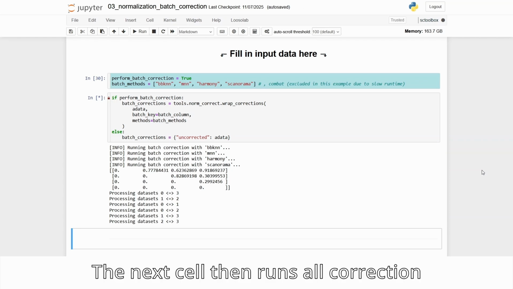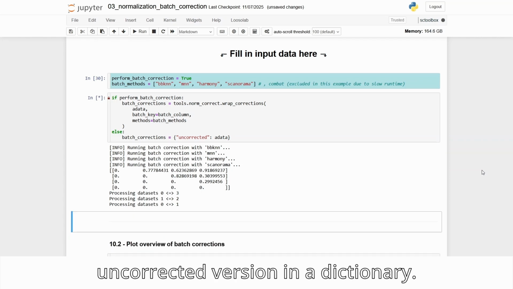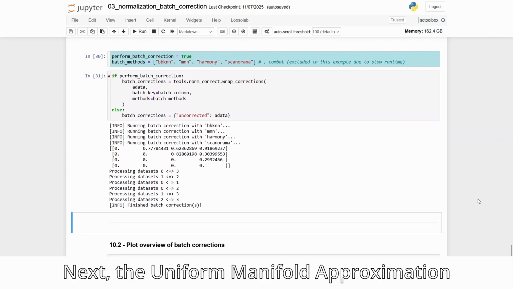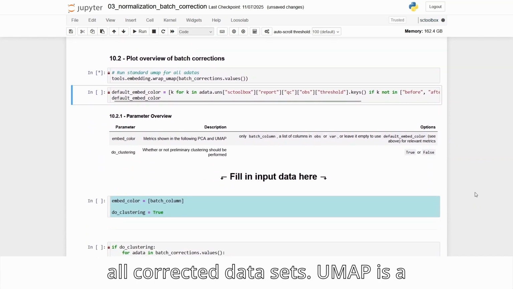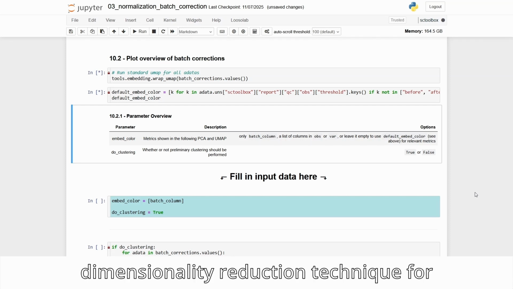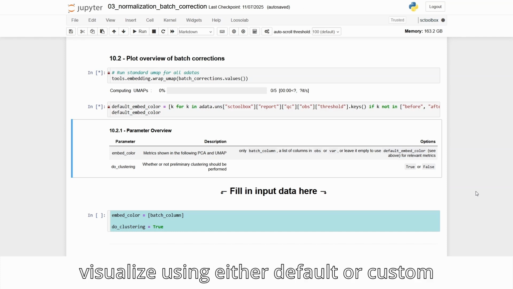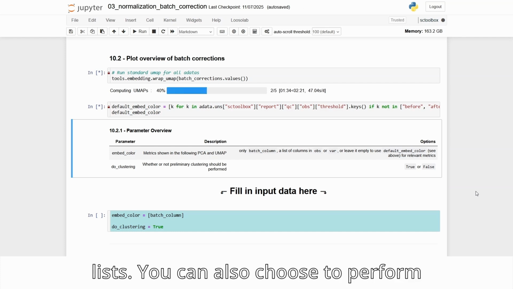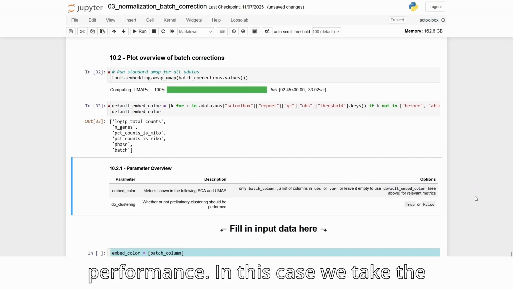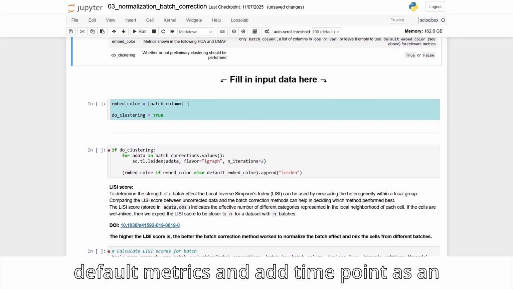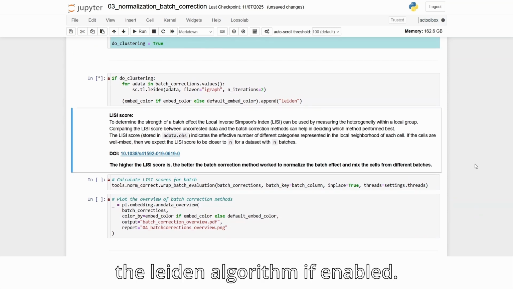The next cell then runs all correction methods and saves the resulting corrected anndata objects along with the uncorrected version in a dictionary. Next, the Uniform Manifold Approximation and Projection, or UMAP, is calculated for all corrected datasets. UMAP is a dimensionality reduction technique for visualizing high-dimensional data in 2D. For each plot, we set metrics to visualize using either default or custom lists. You can also choose to perform preliminary clustering to compare method performance. In this case, we take the default metrics and add time point as an additional metric. The next cell then runs a preliminary clustering using the Leiden algorithm, if enabled.